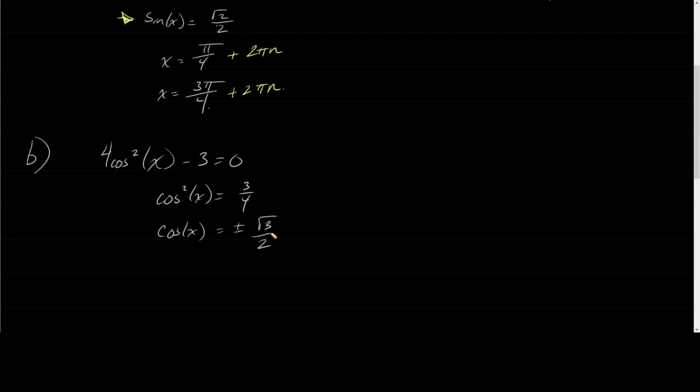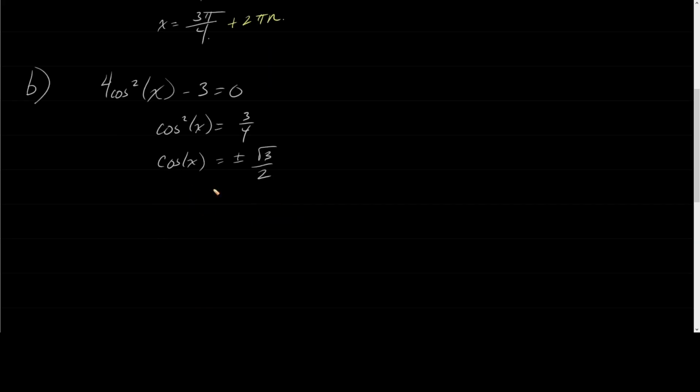I took the square root of both the top and the bottom there. And the plus or minus comes from the fact that we were taking the square root of both sides. Now, what is this question really asking? Well, what is the angle such that when I plug that angle into cosine, I get radical 3 over 2, or I get negative radical 3 over 2.